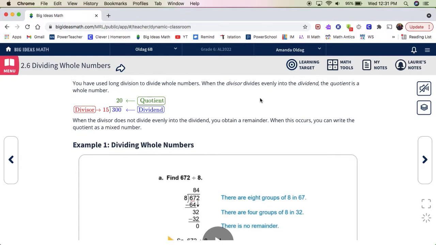if that'll help you. First thing it starts here with, you have used long division to divide whole numbers. When the divisor divides evenly into the dividend, the quotient is a whole number. So remember, what's getting divided is called the dividend. The thing you're dividing by is called the divisor, and your answer is called the quotient. When the divisor does not divide evenly into the dividend, you obtain a remainder. When this occurs, you can write the quotient as a mixed number. Okay, so you wouldn't just have a whole number, you would have a mixed number.